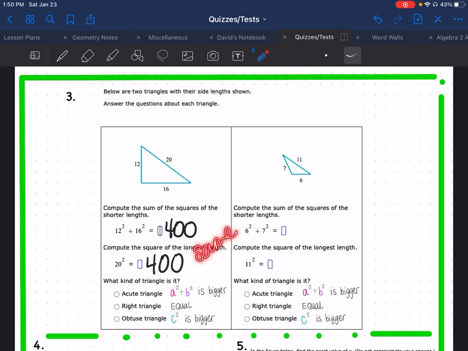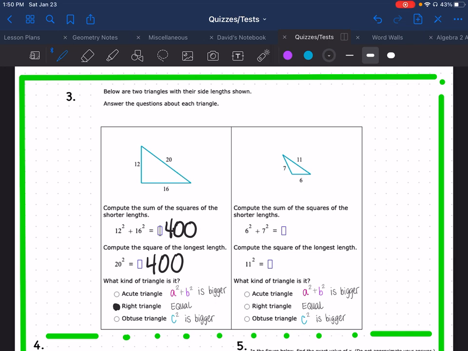If a squared plus b squared is bigger, that means if your check mark is here, you would pick acute. If your check mark is here, this one is bigger, c squared is bigger, you would click obtuse. But if they are the same, like we have here, you're going to pick right triangle. These ones are a right triangle because they are equal. Let's try it one more time.